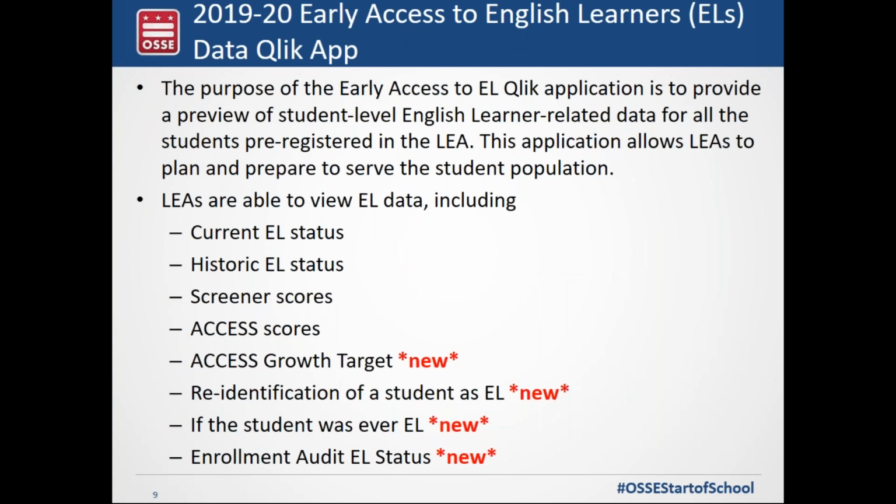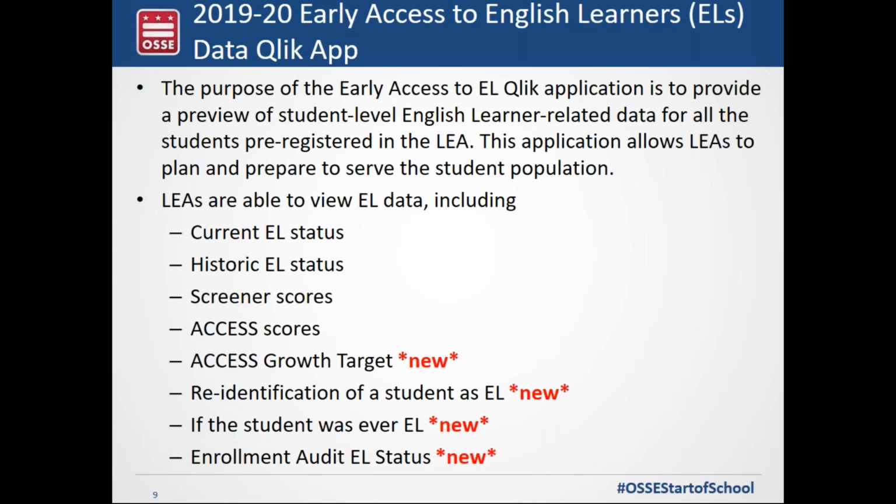The purpose of the Early Access to English Learner Qlik application is that it allows LEAs to preview student-level English learner-related data for all the students who are pre-registered in the LEA. So this is particularly timely in the spring after the lottery has been completed and students are starting to pre-register. It also becomes extremely useful later in the summer when school rosters are becoming more firmed up and you're able to use the data here for planning purposes.